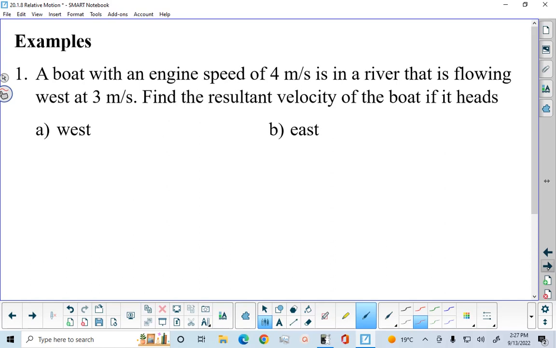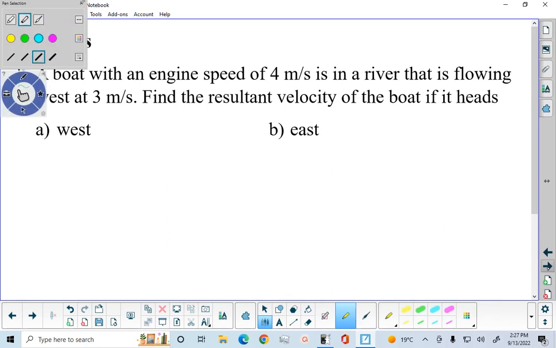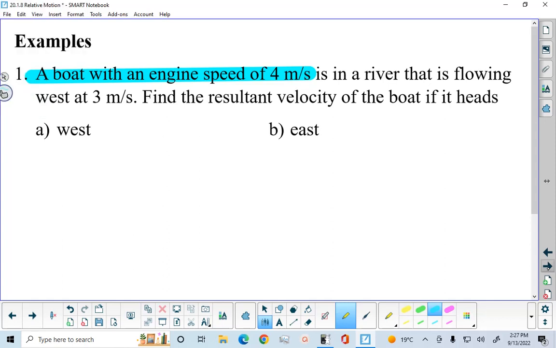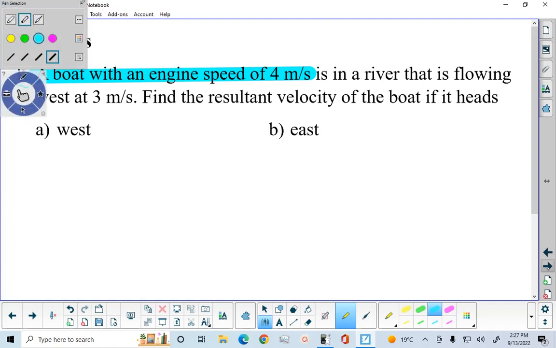Now, I want to make sure before we get started here you understand what I mean by an engine speed. If I tell you that the engine speed of a boat is 4 meters per second, what I'm saying is if you dumped that boat into a lake where the water wasn't moving, it's capable of moving through the water at 4 meters per second. This is like the bug's speed of 7 centimeters per second. So what would the resultant velocity of the boat be if the boat pointed west?